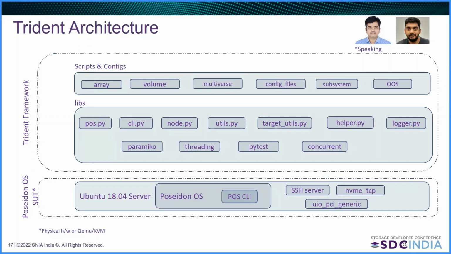Utilizing these libraries, test scripts are written in the scripts folder, which has subfolders for various test cases. For example, array, volume, multiverse. Array is the folder which contains test cases related to array management, like array states and various array operations. And in volume folder, volume management related test cases are available. Multiverse is a folder which has test cases which exercise multiple initiators talking to the target.